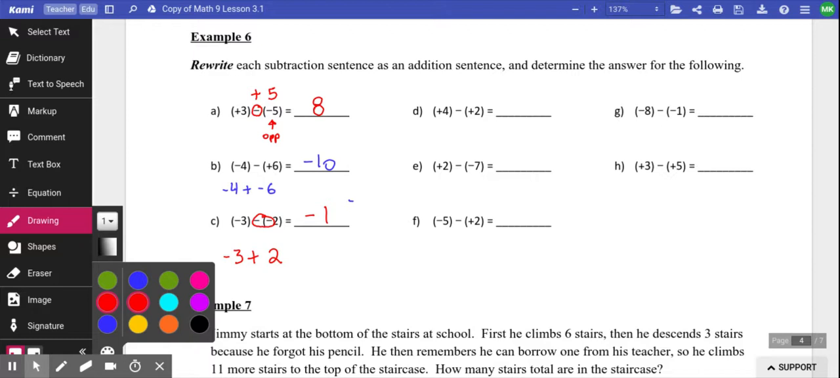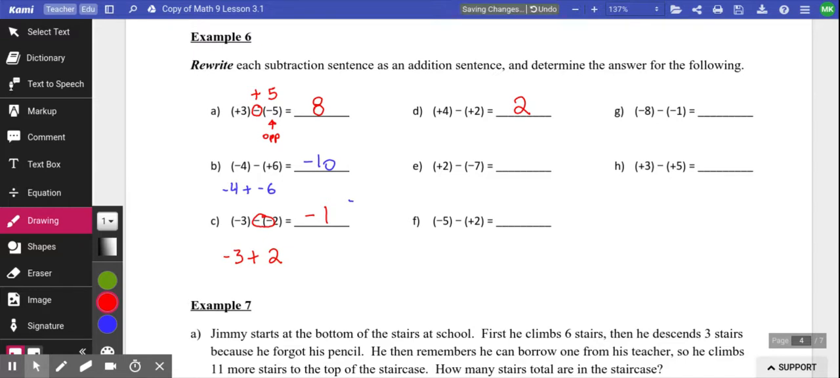All right, D. We have 4 minus 2. I think you should just be able to do it straight up by going 4 and then 2 to the left because you're subtracting. So that would be positive 2. Start at 4, go 2 to the left. If you look at E, we have 2 negatives side by side. 2 negatives make a positive. This is 2 plus 7. The answer is 9.